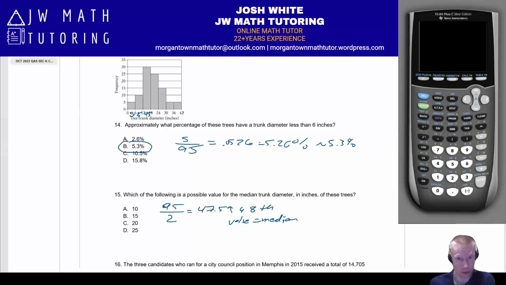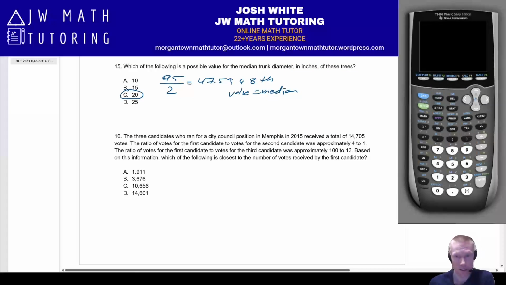Then we add 25 more. So now at the 18 to 24 range, we've now hit 70 total measurements. So the 48th value has to be somewhere in here between 18 to 24. Therefore, the correct answer, the only possible value it could be is 20, because 20 is the only number here that's between 18 and 24 for the possible median.